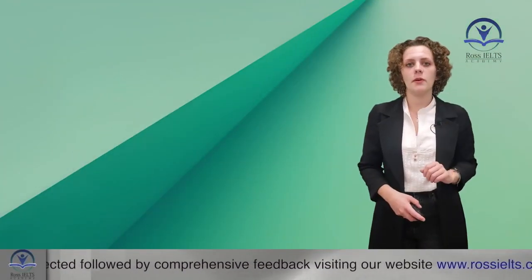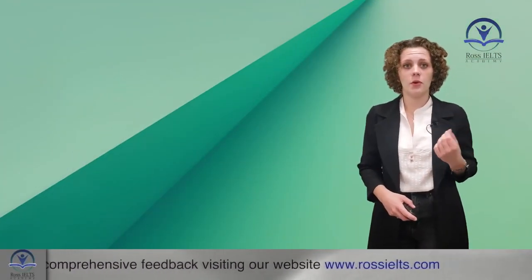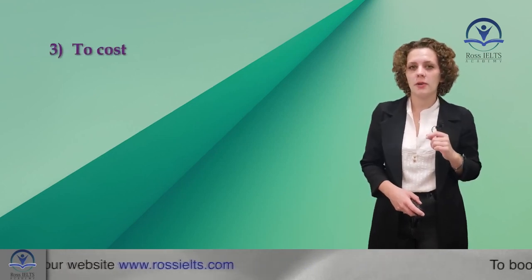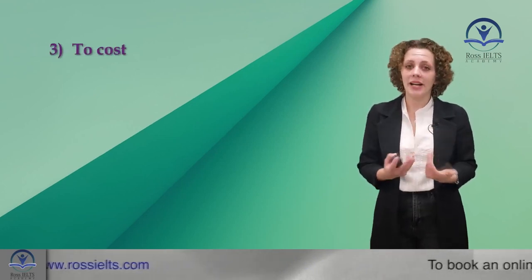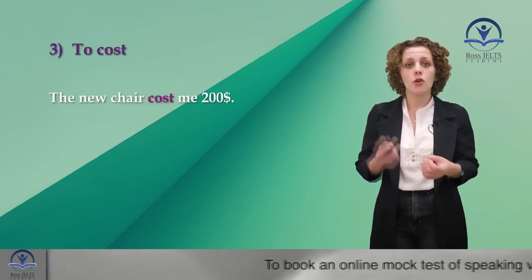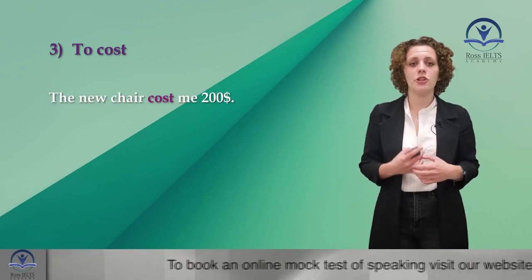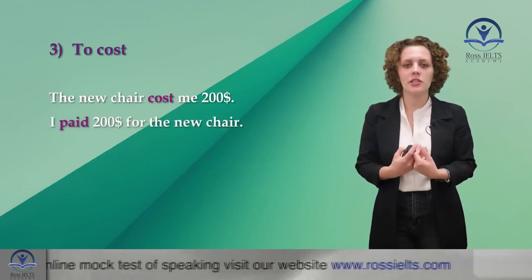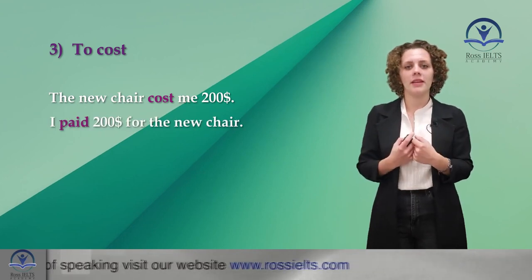Well, I have some. The third verb, which is related to the second verb we learned, is to cost. You use this verb when you want to talk about the price of something. For example, the new chair cost me $200. It means I paid $200 for the new chair.